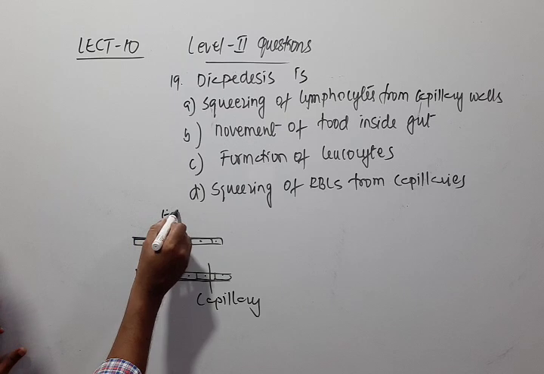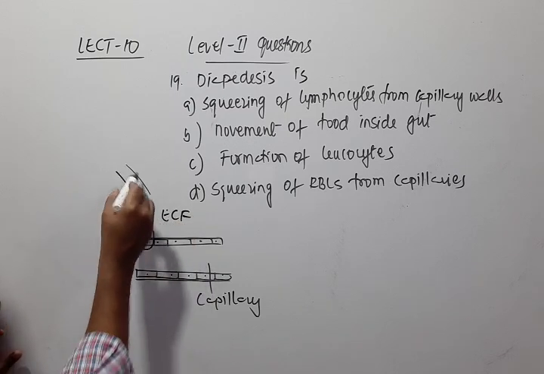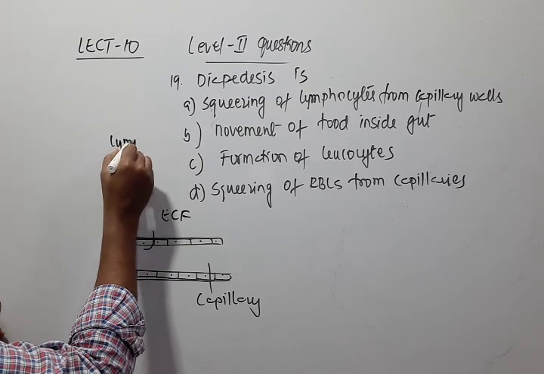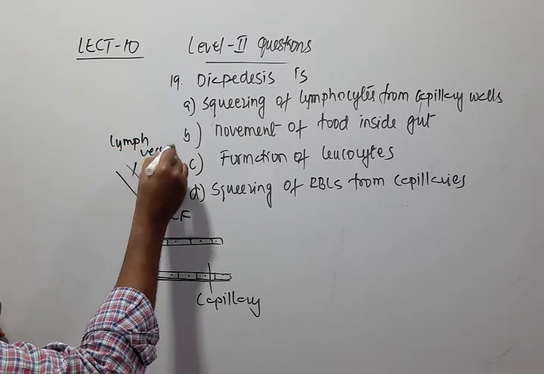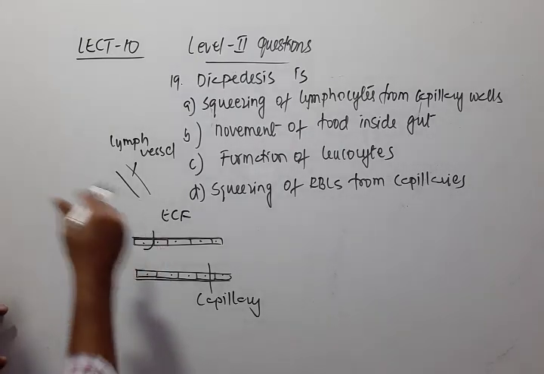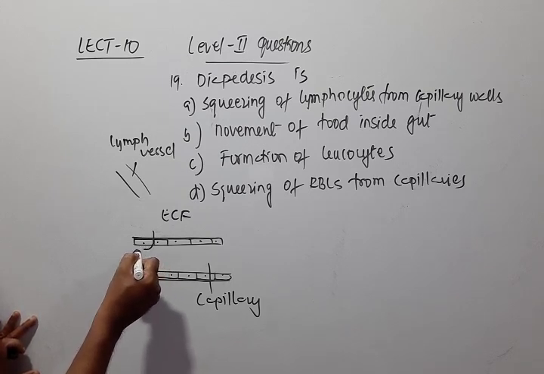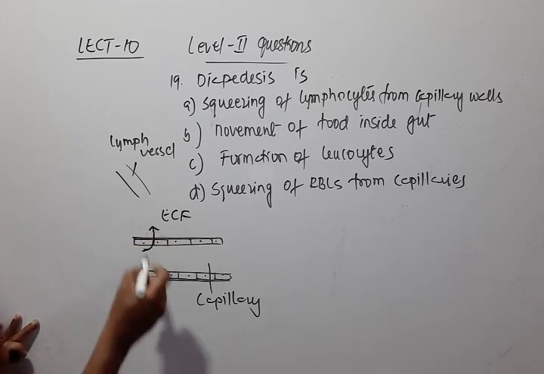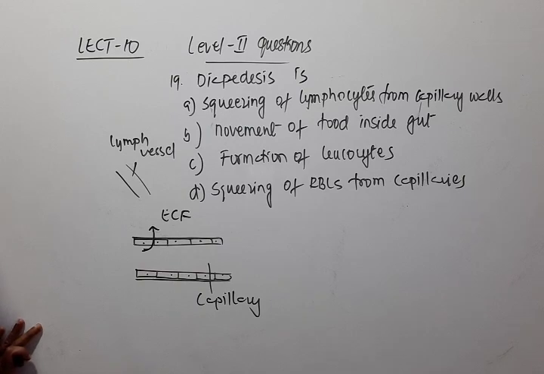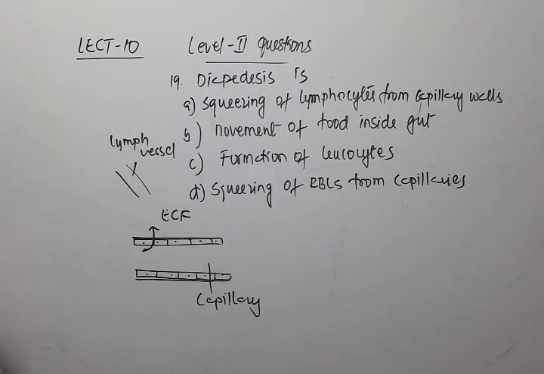into the ECF, and some of this ECF is collected by the lymph vessels. So the lymph consists of a lot of lymphocytes. This movement we call diapedesis. So diapedesis is the squeezing of lymphocytes from capillary walls.